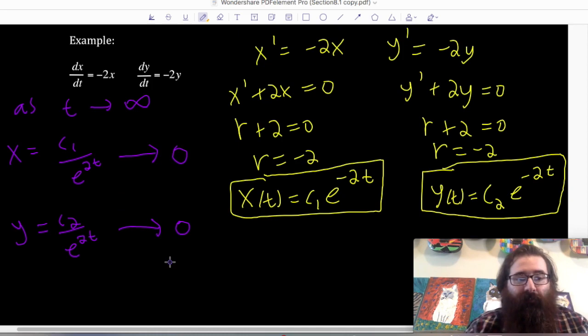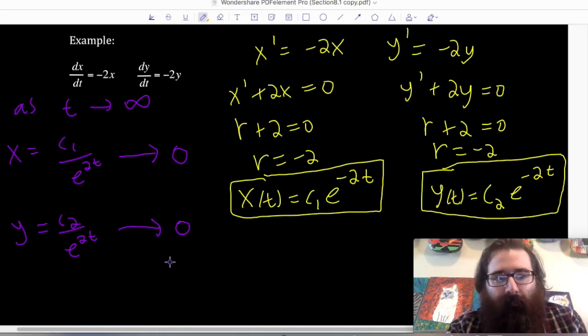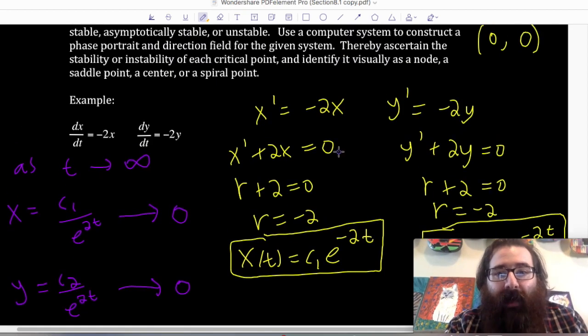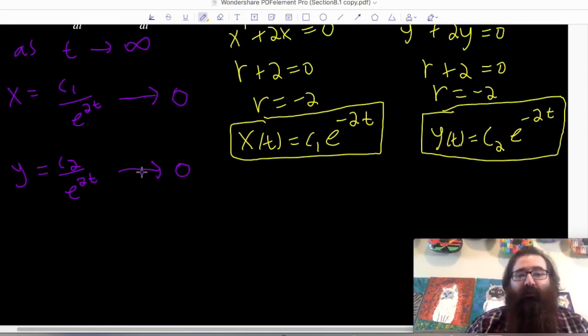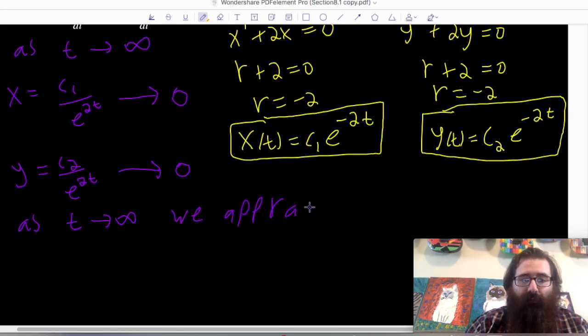If we say for very large t, this gets smaller and smaller, smaller meaning headed to 0. But remember that x is 0, y is 0 is our critical point. So this means as t goes to infinity, x and y have trajectories that approach the critical point. So we can mention here, as t goes to infinity, we approach 0, 0. We approach the critical point.